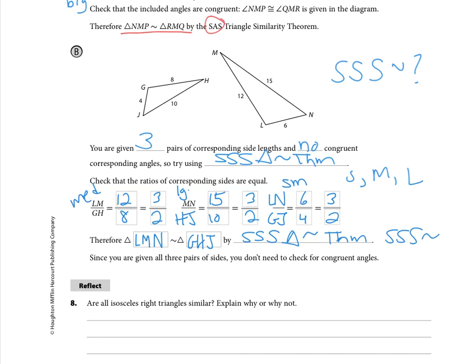So we're given all three pairs of sides, and we've already checked that they're proportional. We don't need to check for congruent angles in this shortcut, and so yes, they are similar. I'll see you in the next class.